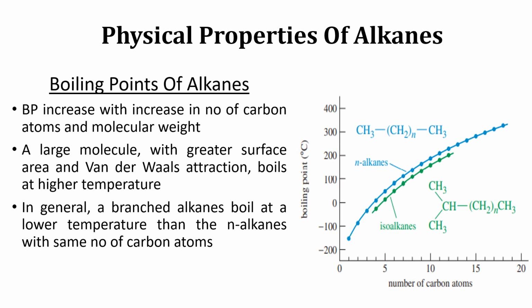The green line in the figure represents the boiling points of some branched alkanes. In general, a branched alkane boils at a lower temperature than the n-alkane with the same number of carbon atoms. This difference in boiling point arises because branched alkanes are more compact, with less surface area for London force interactions.